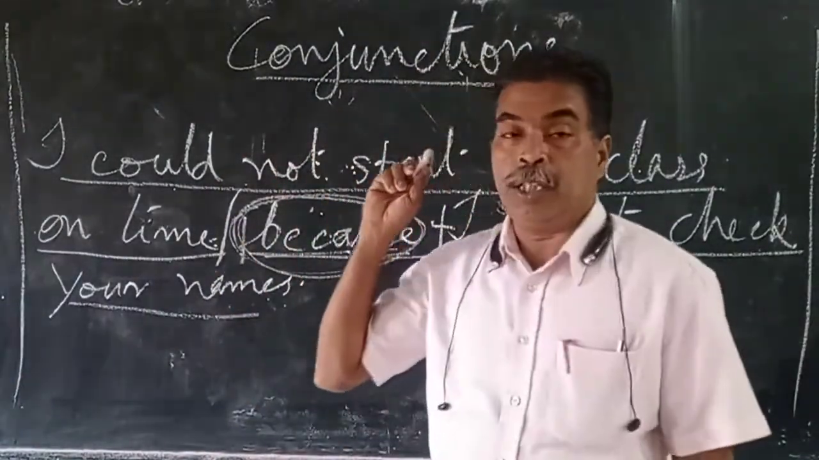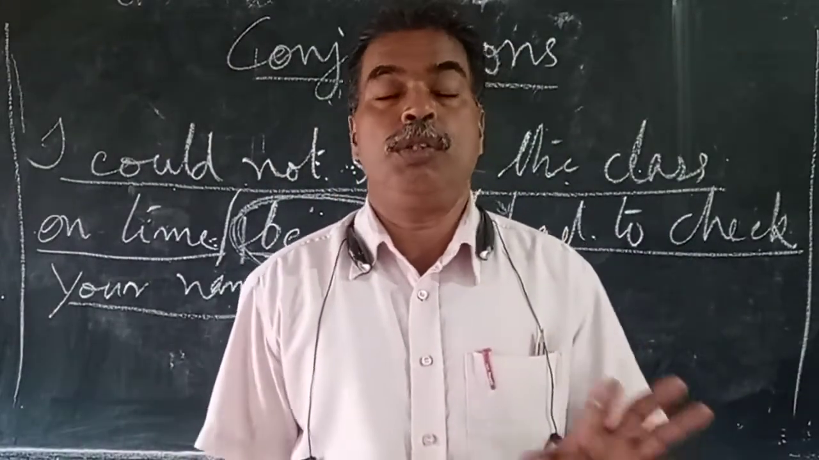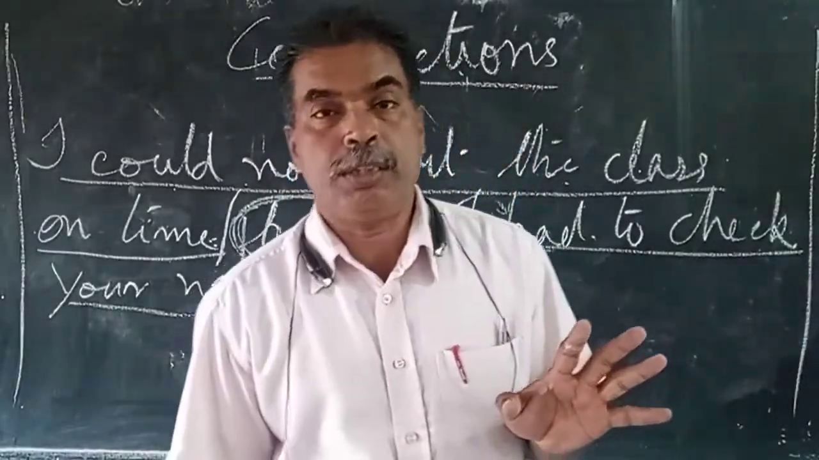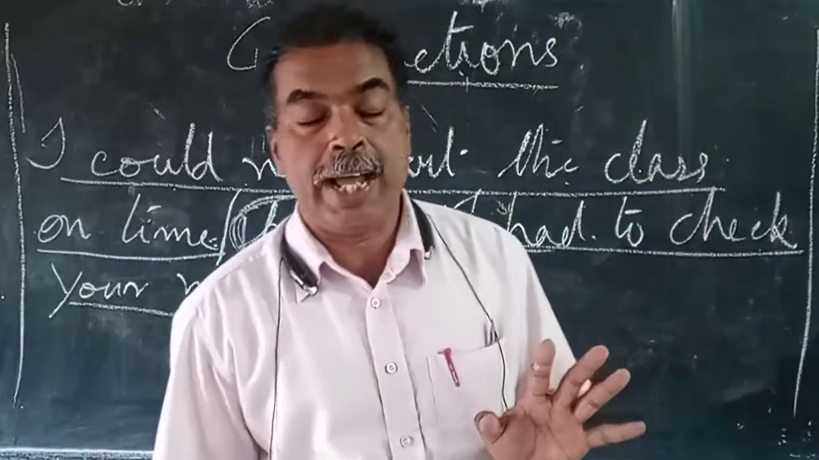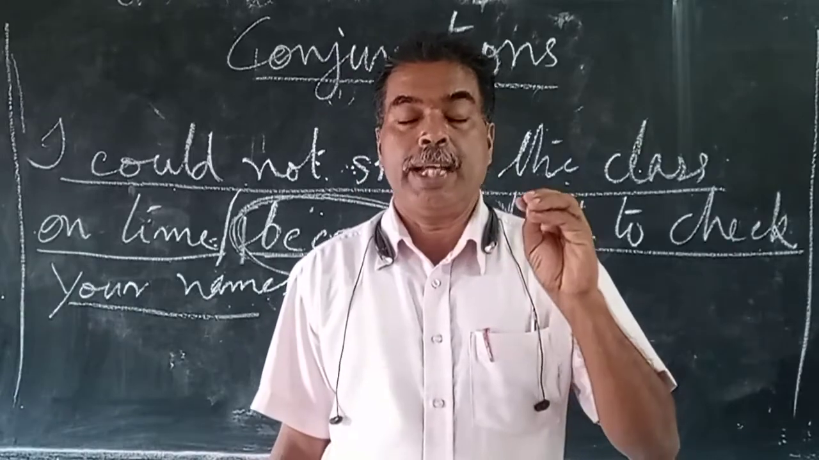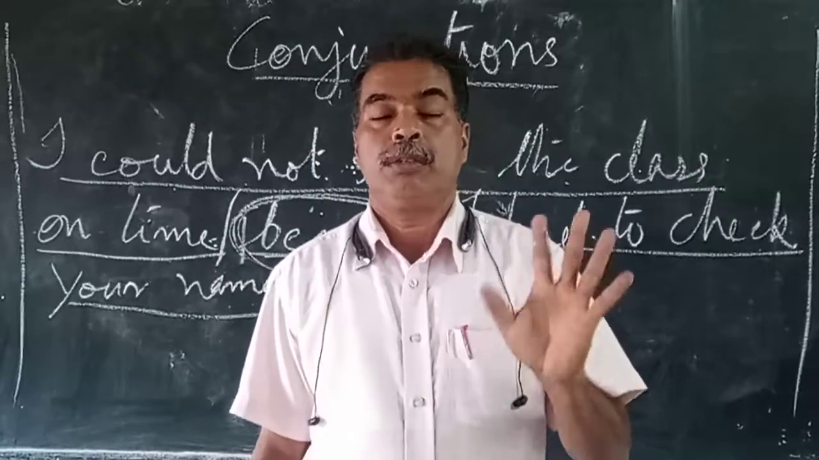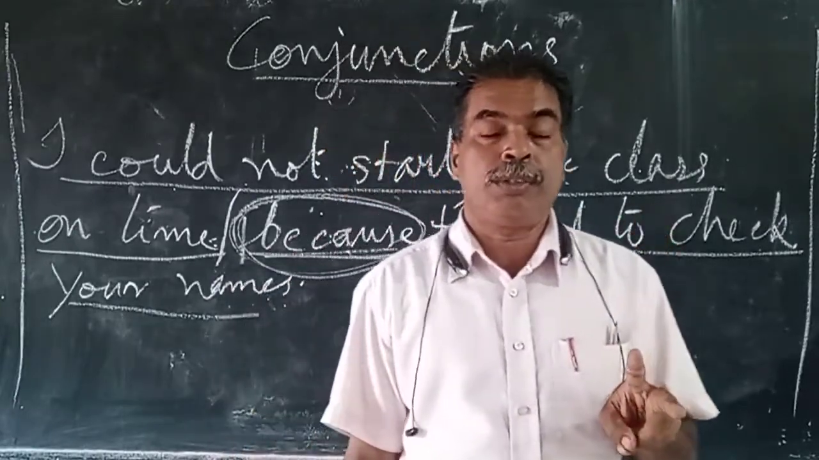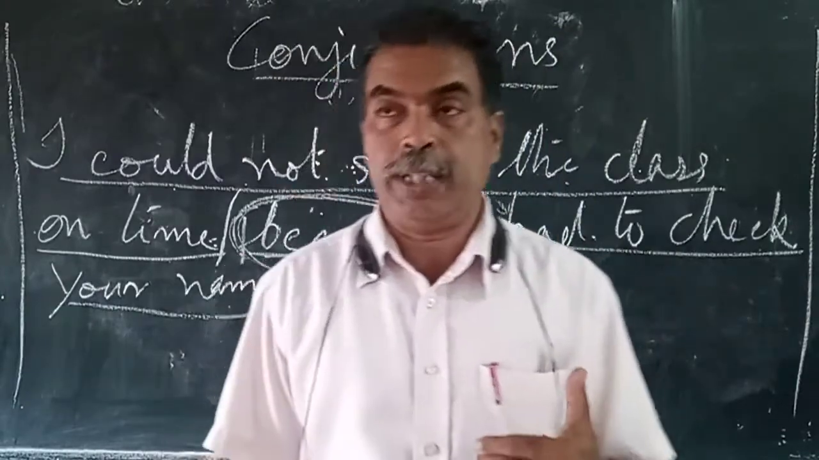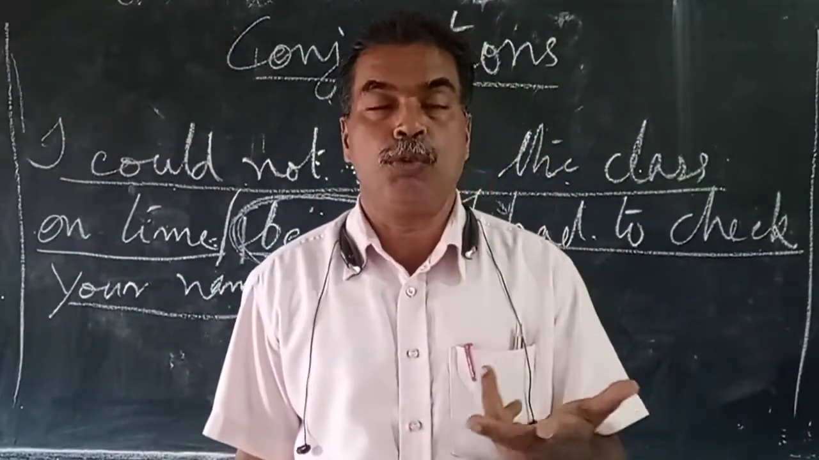Now we are going to look into subordinating conjunction. Coordinating conjunction, we saw, is used to connect two coordinate clauses. Coordinate clauses means clauses that are of equal rank, clauses that can stand by themselves and convey a meaning. That is what a coordinate clause is, and two coordinate clauses are connected by a coordinating conjunction. That's what we saw, and there were four types. Now today we are going to see something called subordinating conjunction, the second group.